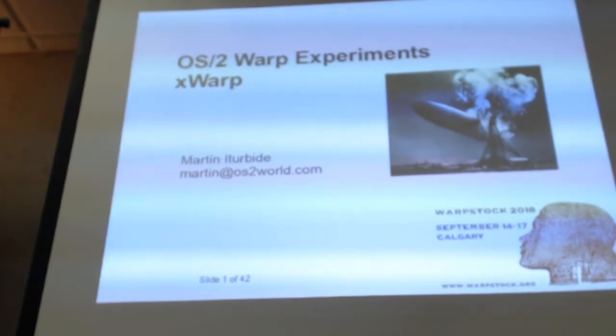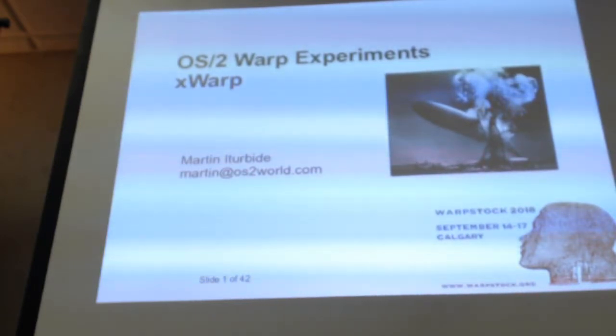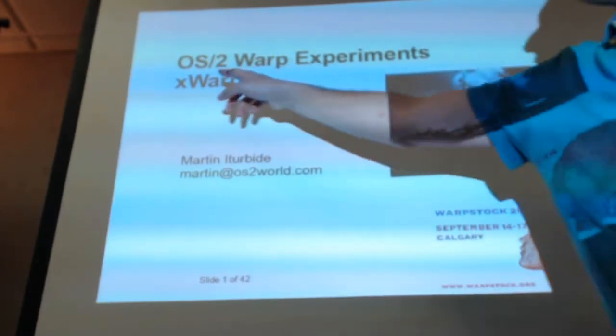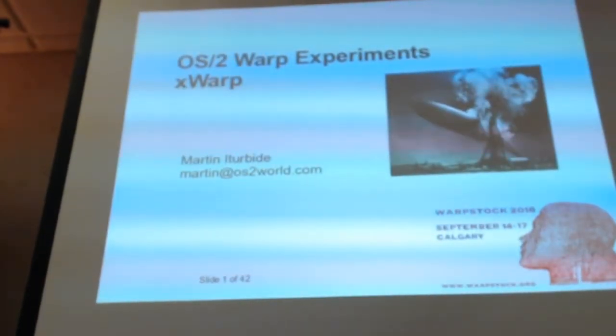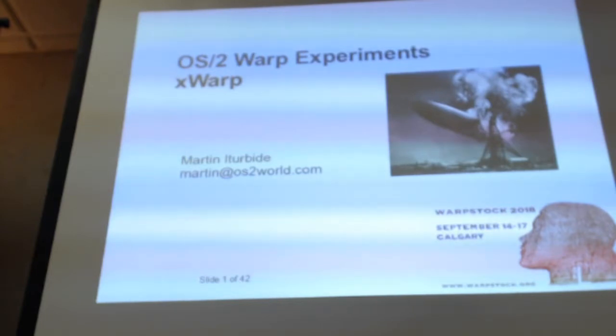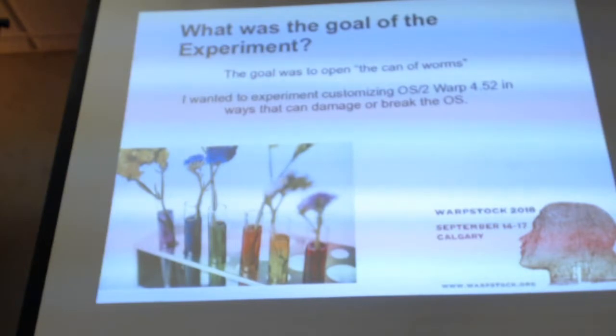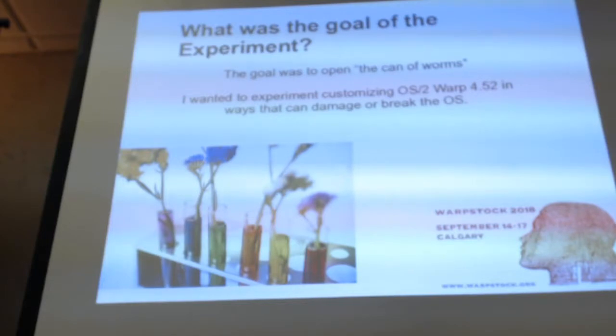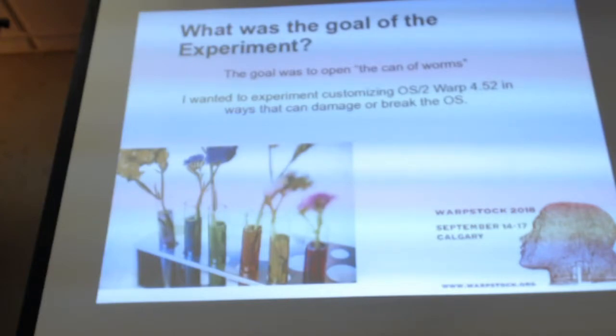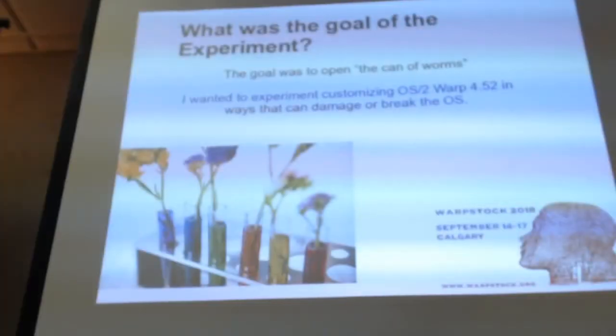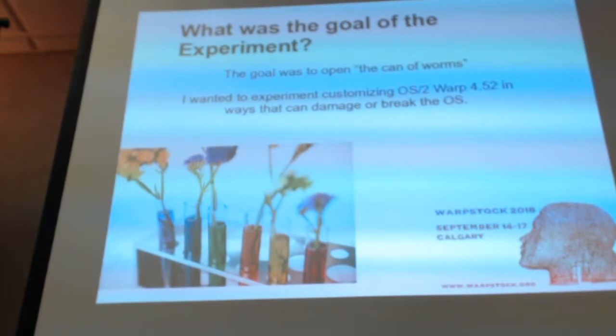Yeah, those were my experiments with OS2 Warp, called X Warp, because the X I'm changing for a letter of the alphabet. Okay, so I'm going to talk about what was the goal of the experiment. The goal was to open the can of worms. When people tell me don't do that, okay, let's do it and see what happens. But let's do it in a controlled environment, and let's see what goes wrong, and document what is going wrong about opening that kind of worm.